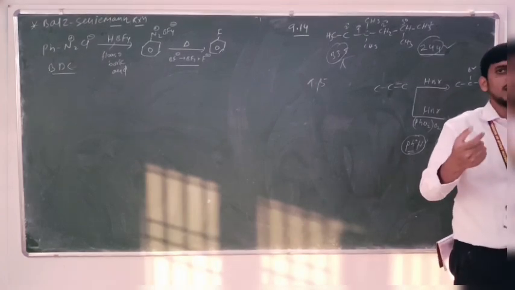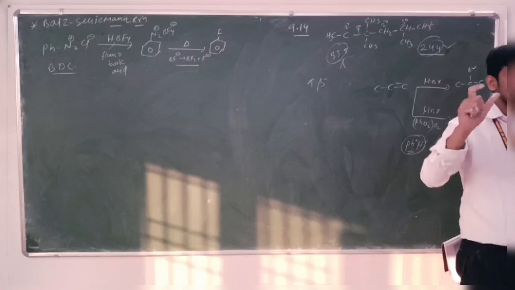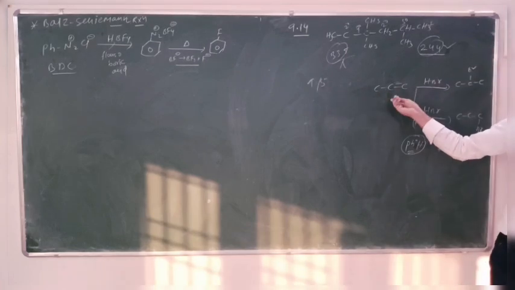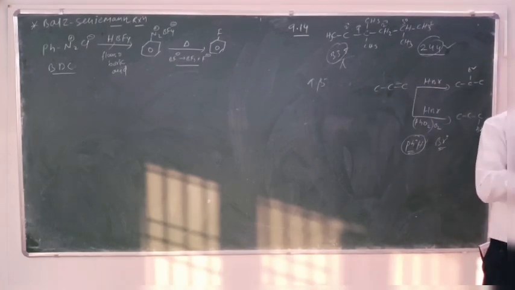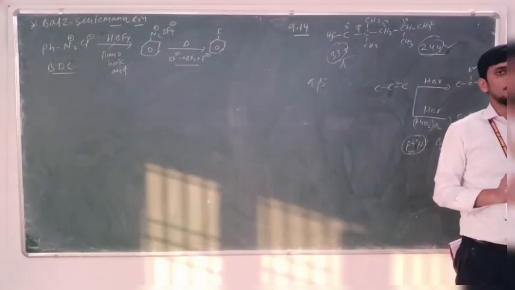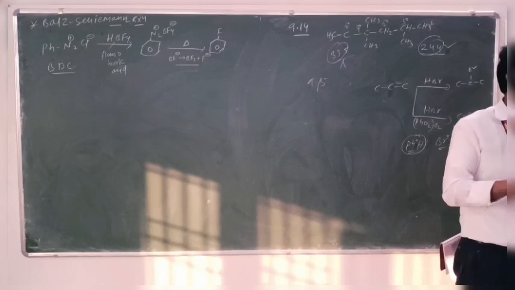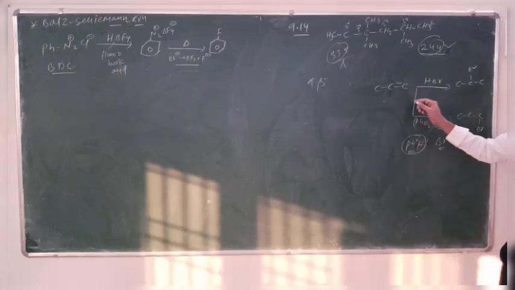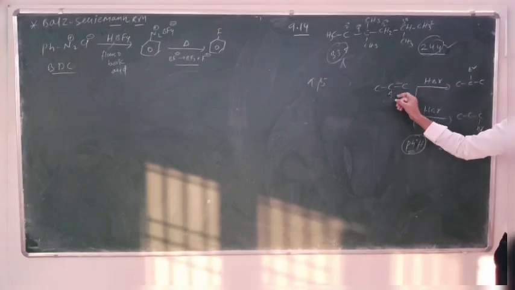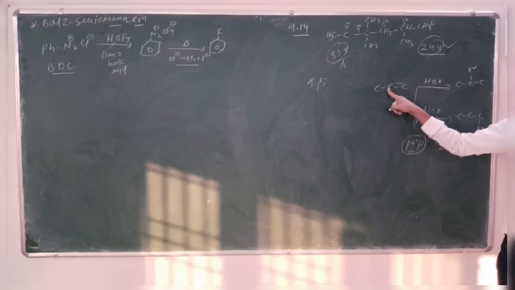Now the bromine radical will attack the alkene, so Br will add on that carbon to form the more stable radical. If Br attacks here, the radical will form on this carbon, a 1 degree radical. How many alpha H are there? Only 1 alpha H, so this radical is less stable.